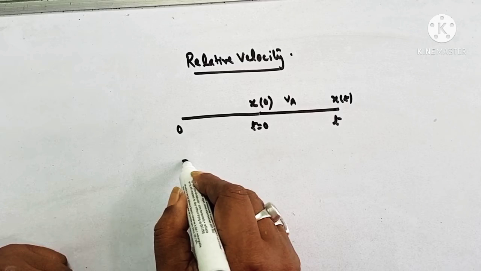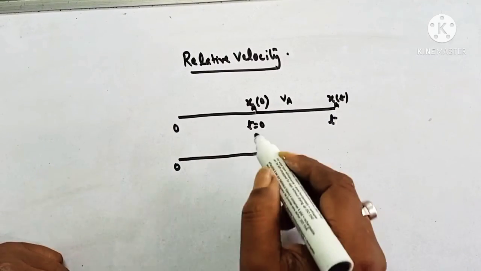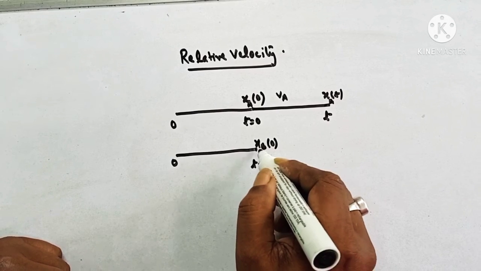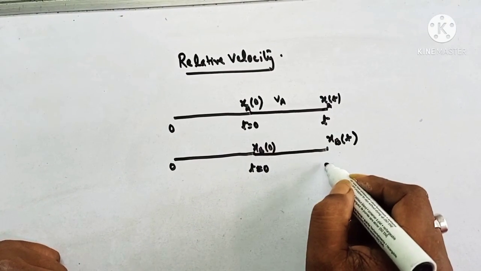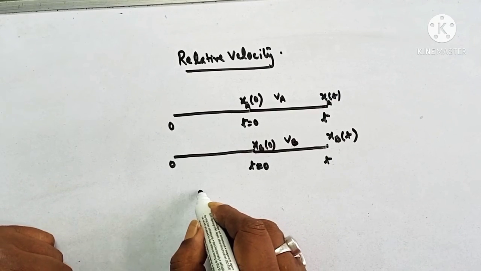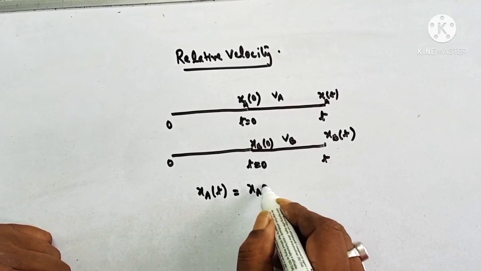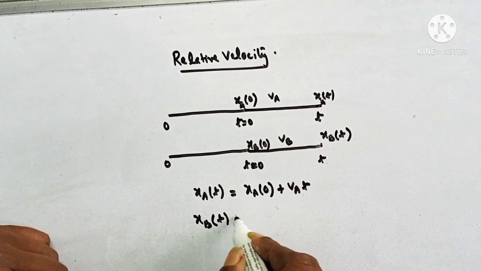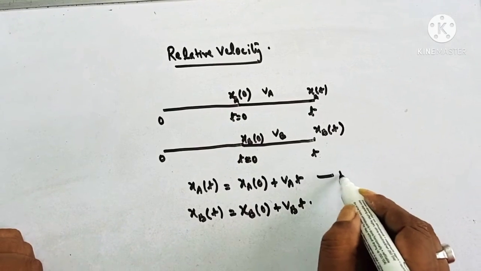Now, another particle, let this be xa, and another particle xb at t is equal to 0, let this be the position, and after time t, let the particle position be at t, and the particle is moving with velocity vb. So your xat will be equal to xa naught plus vat, and your xbt will be equal to xb naught plus vbt. Now this is equation 1.